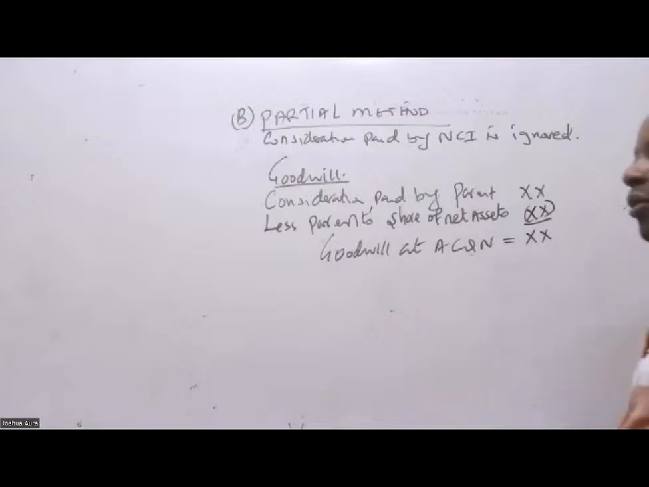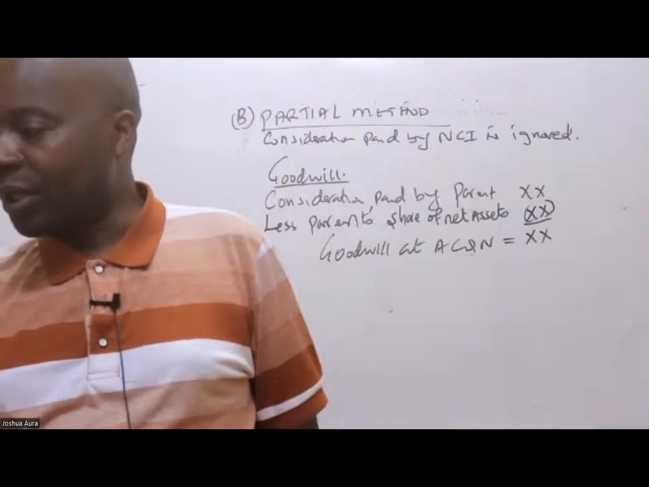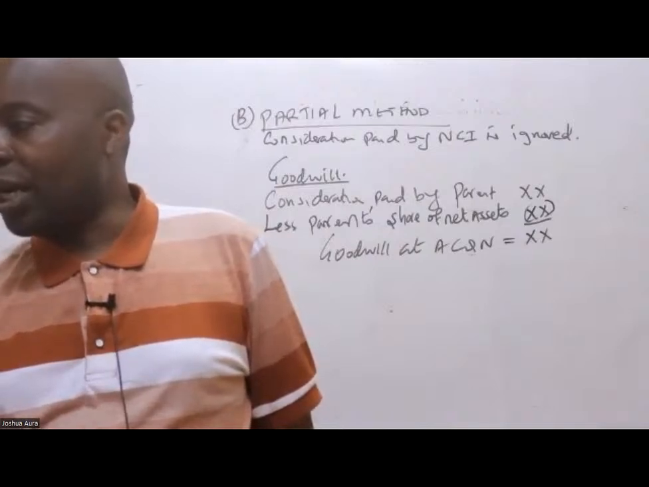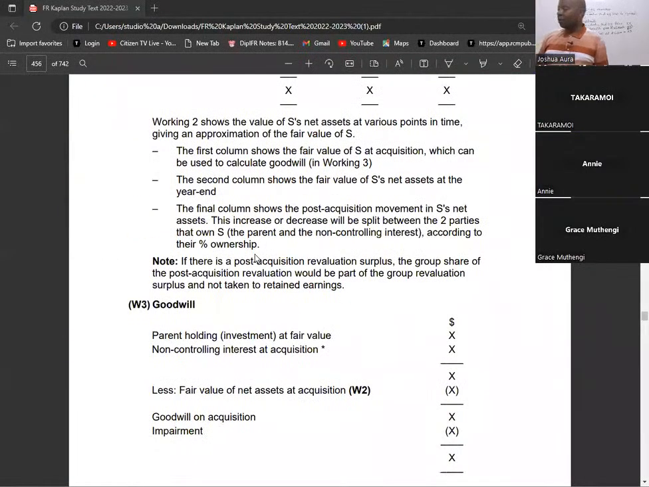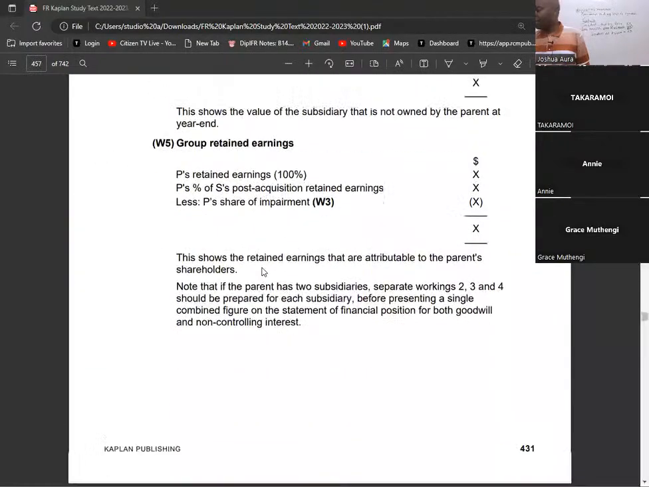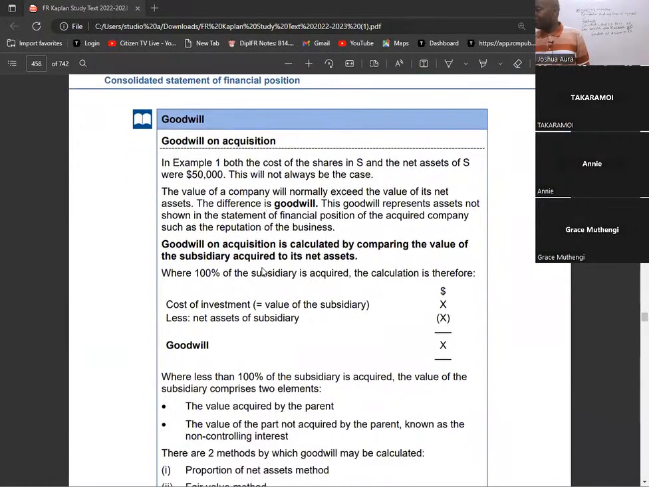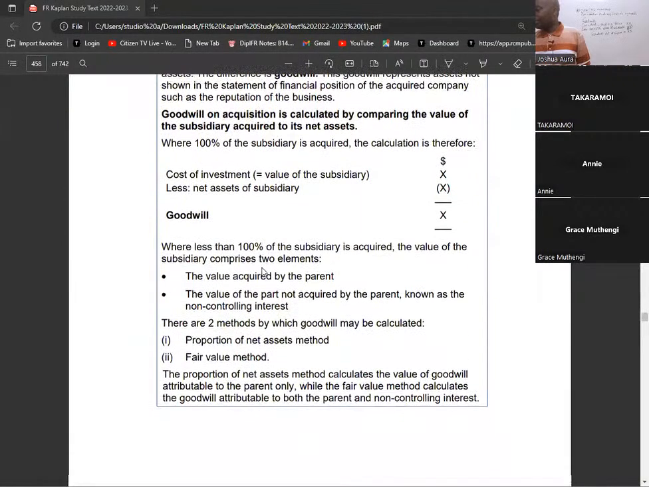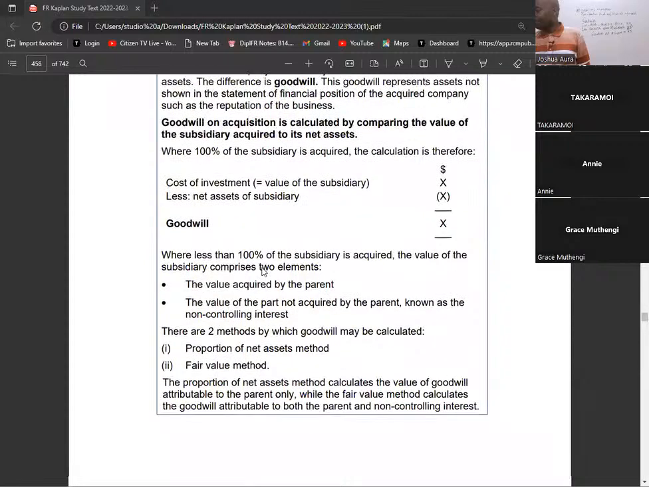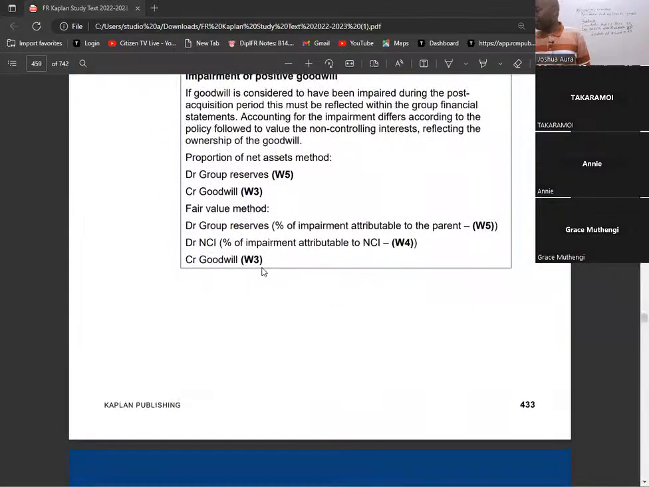Great. Now, ladies and gentlemen, this is what I would want us to do. If you don't know how to calculate goodwill, you will have so many problems in your group consolidations. That's the working there, and then they have given us the example.